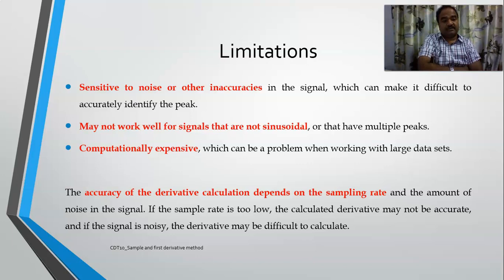And also, for a large data set, this is a little bit computationally expensive, because finding the derivative of a signal is a little bit tougher task. And determining the derivative is a little bit complex task, right? So the accuracy of the derivative calculation depends upon the sampling rate and the amount of noise in the signal. If the sample rate is too low, then the calculated derivative may not be accurate. If the signal is noisy, then the derivative may be difficult to calculate. So in either case, it may not be suitable.